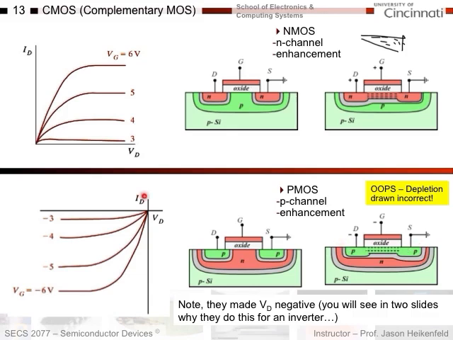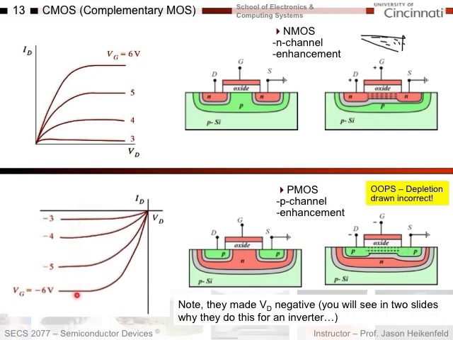So my drain current is also negative. So negative drain voltage, negative drain current. That puts me in quadrant 3. More and more negative voltage, I get more inversion of the channel. I get more holes here to conduct, and I get more and more current flow.